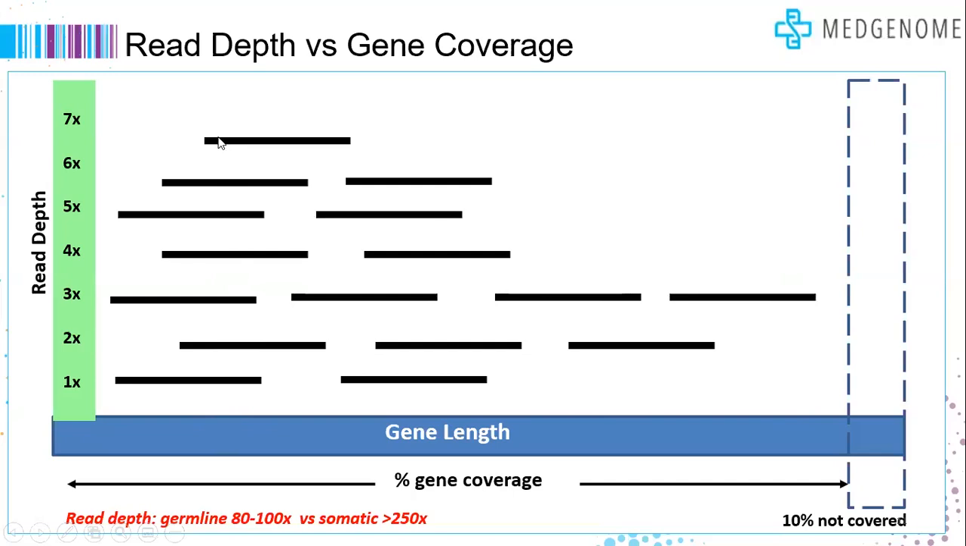As a thumb rule, for any inherited variants, germline variants, we go for a read depth anywhere from 80 to 100x. Whereas for an acquired somatic variant, we go for a higher read depth, more than 250x. So this is the concept of read depth.